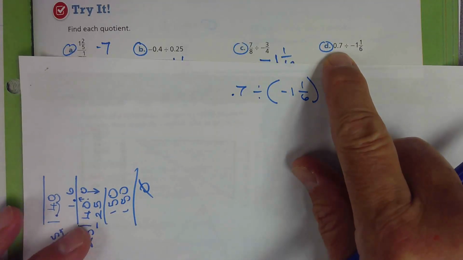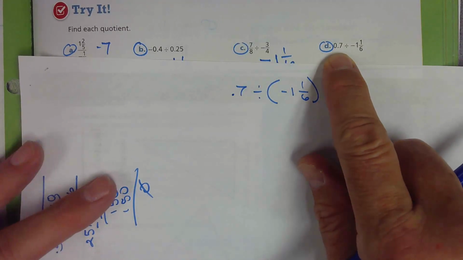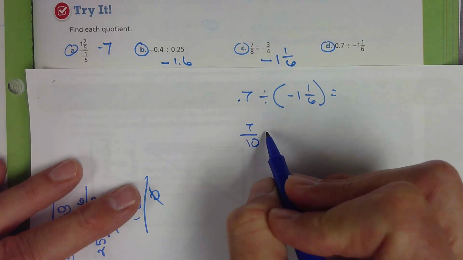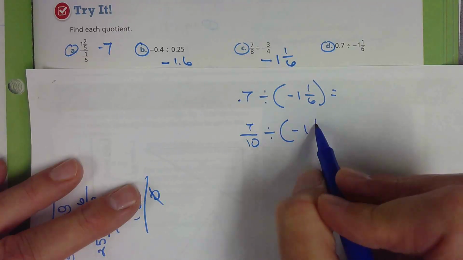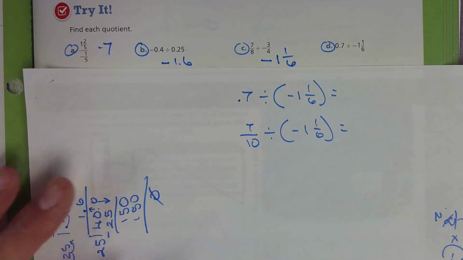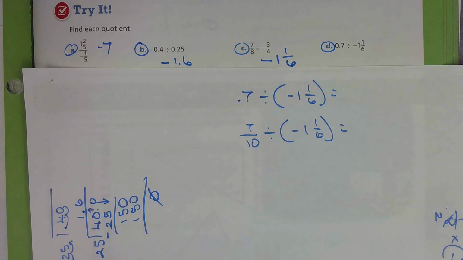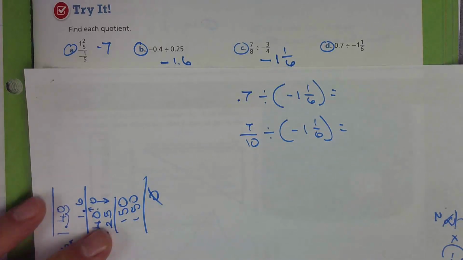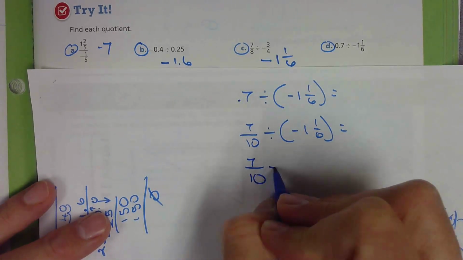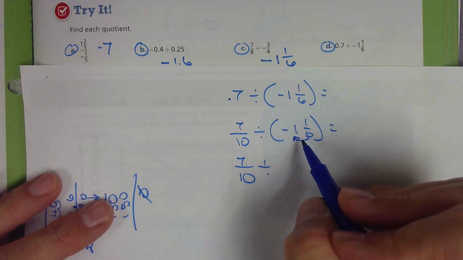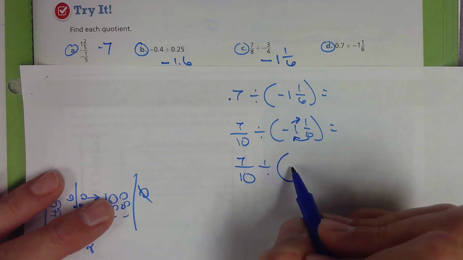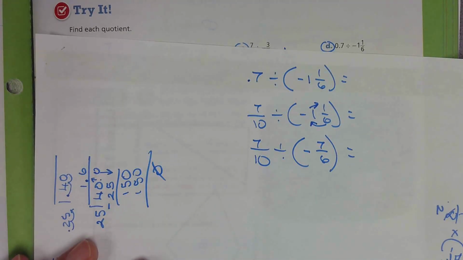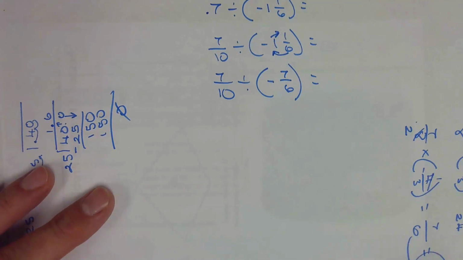So what is 0.7 converted to a fraction? I heard somebody say it. It's going to be 7/10 divided by a negative 1 and 1/6. All right. Now, we need to change the 1 1/6 into an improper fraction. So I'm going to rewrite this as 7/10 being divided by 6 times 1 is 6 plus 1 is 7, and it's going to be a negative 7/6 equals. All right, now what? Keep, change, flip.